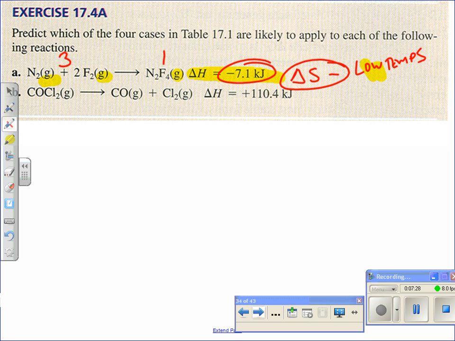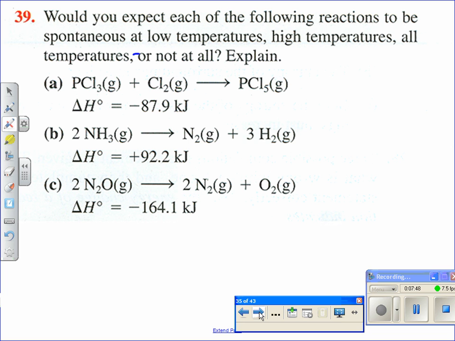Next one. If you look, gas, gas, gas, delta H value is positive. It goes from a value of 1 on the left side to 2 on the other side. Delta S value, therefore, would be positive. H is positive, S is positive. This reaction will be spontaneous at high temps. Okay? Again, when the signs are the same.